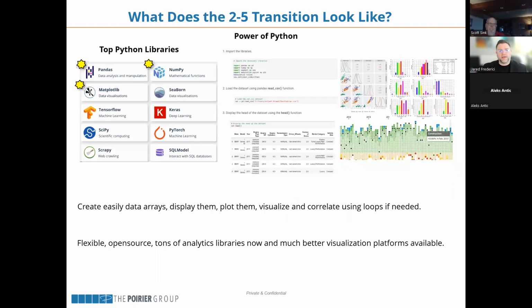Same sort of notion here is Python. So I put some top Python libraries. Again, we could debate these, but the ability to use some of these to architect, create data, create arrays based on those, display them, and use some of the visualization and plotting features is really powerful these days. And that's why at the undergrad level, it's starting to continue to take off. So I think it's really flexible, again, open source, and there's now a ton of libraries and better visualization platforms available.